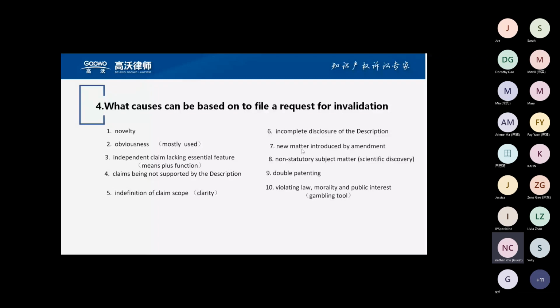So in summary, I just let you know that the implementing regulations of the Chinese patent law list the reasons for invalidating a patent. So your reasons have to be one of the reasons listed in the implementing regulations. You cannot go beyond that. Specifically in China, you cannot file an invalidation request based on the lack of unity.